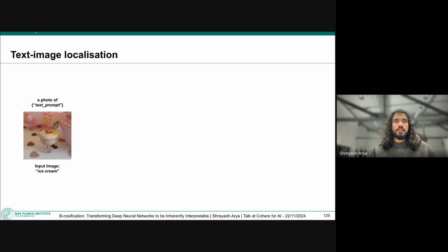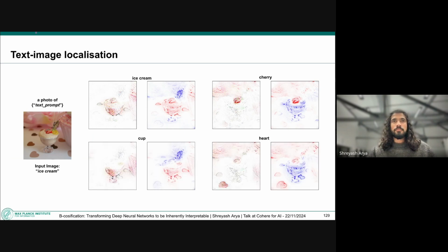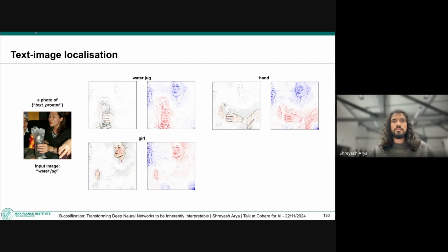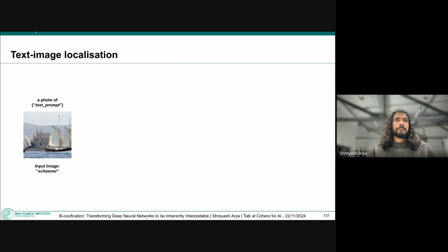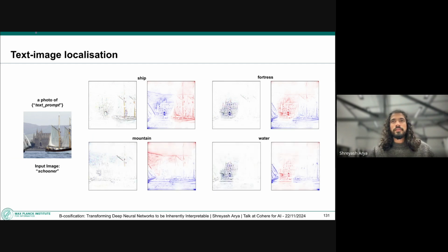A few more examples. For example, now we have an ice cream here, and we want to definitely see where's the ice cream, but also I want to see where's the cherry or the cup or the heart shapes. Similarly, in another example, you can ask where's the water jug in this image, where's the hand or the girl or the boy. So accordingly, the model is able to focus on relevant features, which already gives an idea of how this model would work with a text input. Further, more examples: where's the ship or the fortress from the background, and the mountains or the water.